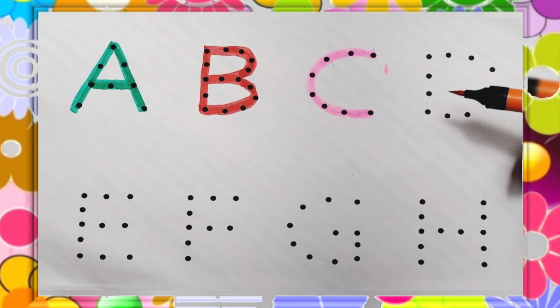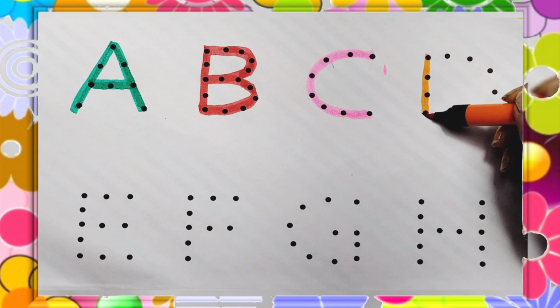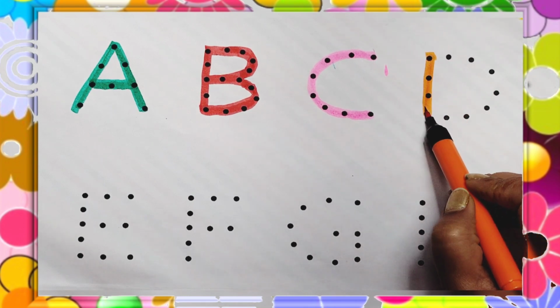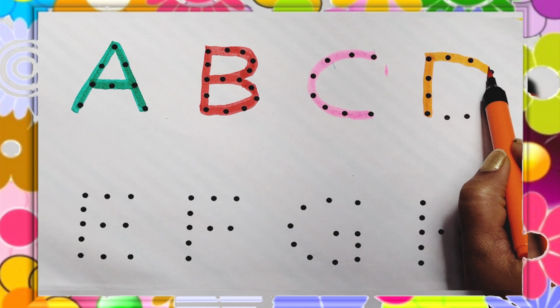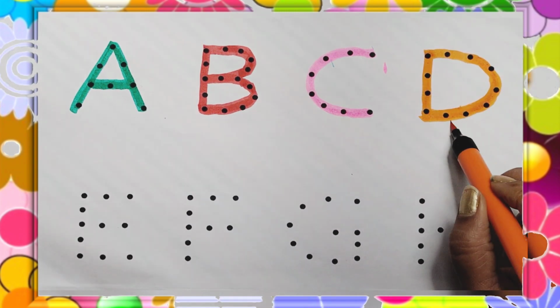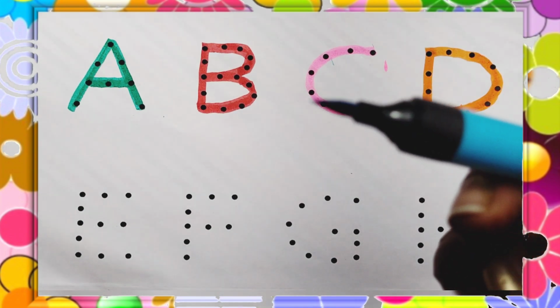Orange color. Standing line and a curve. D for dog. Blue color.